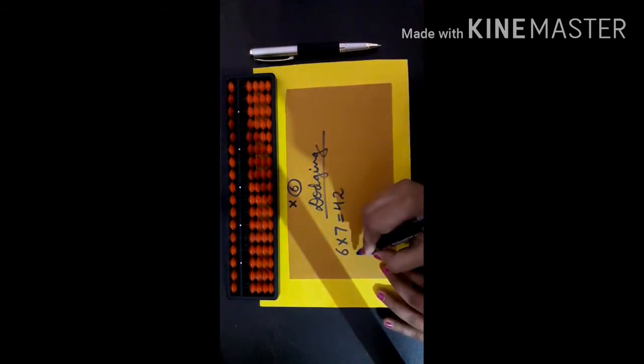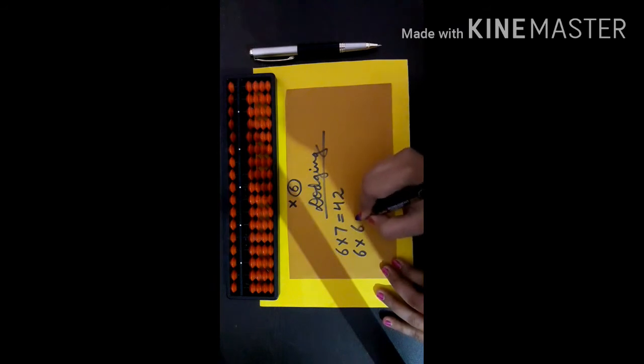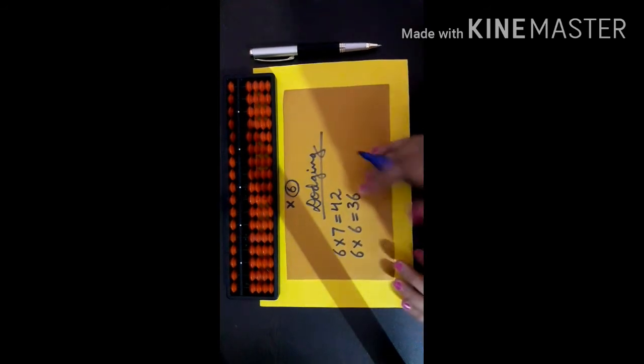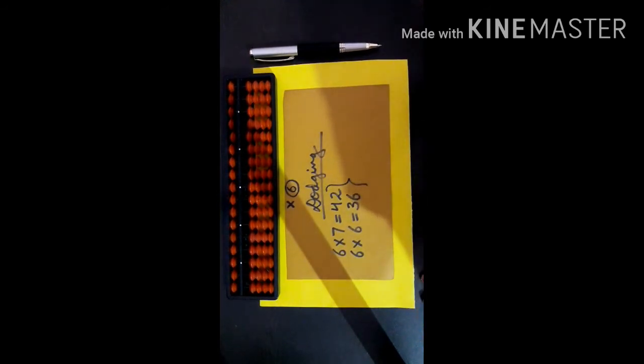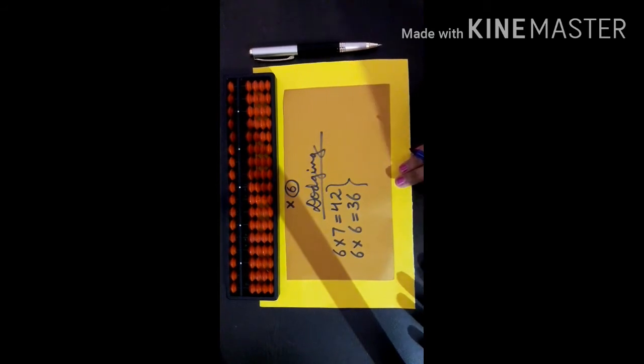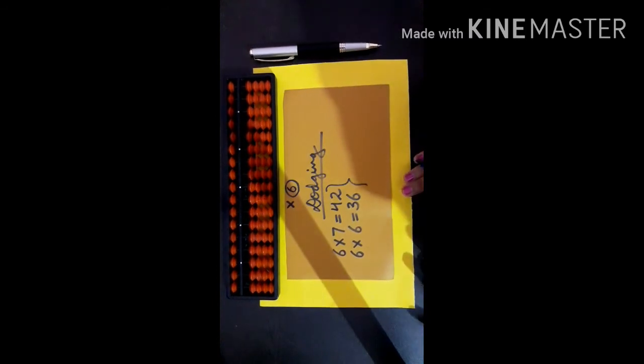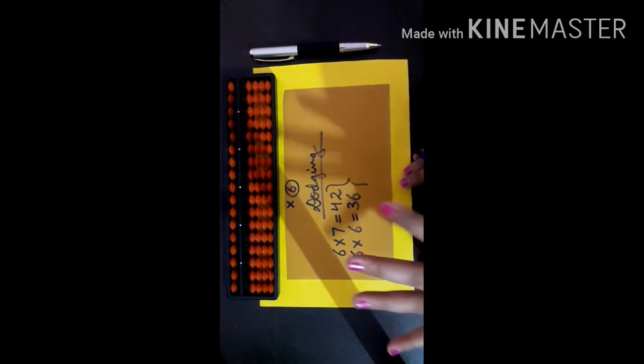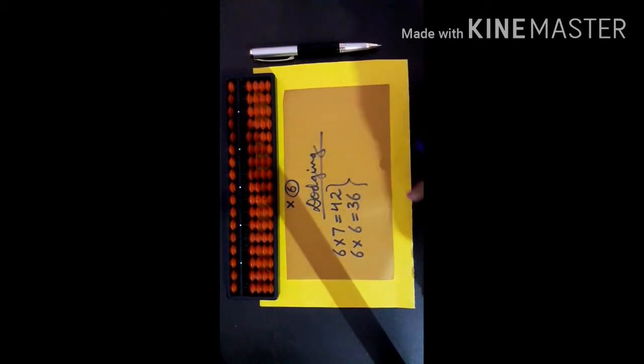Now, if I ask you what is 6 sixes, then the answer should come directly. 6 sixes are 36. Now students, this is dodging. It means you have to give the answer directly without counting the table from 1, like 6 ones are 6, 6 twos are 12. So you have to learn this at your home. I know that you have learned the table of 6. If I ask, you will speak the table thoroughly.